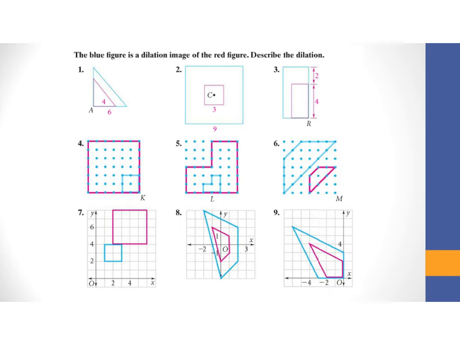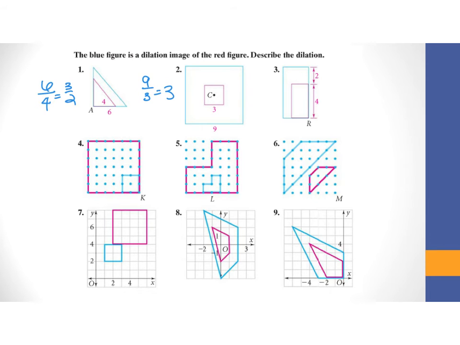So for part 1, you can see that the blue figure is bigger, so we have 6/4, because I'm looking at my corresponding side lengths. So 6/4 is going to give me 3/2. When I look at number 2 here, the blue figure is the second figure, and I can see that's 9, and I'm going to divide that by 3, so I get a scale factor of 3.